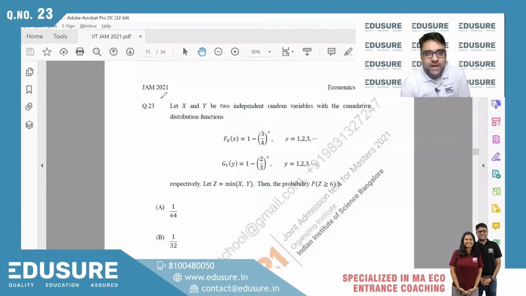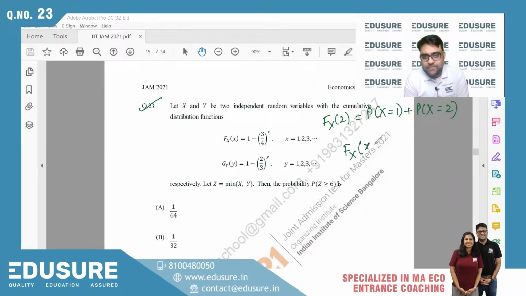Okay, this is IIT JAM 2021 question number 23. Let x and y be two independent random variables with a cumulative distribution function like this. You already know what a cumulative distribution function is. If I put 2 here, this basically means probability x is equal to 1 plus probability x is equal to 2.